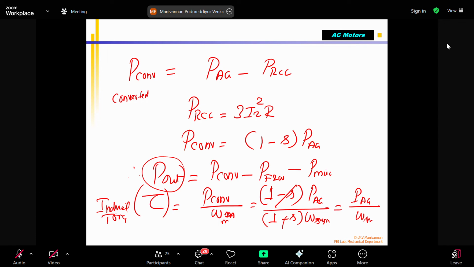I stop here. Tomorrow we can see one or two problems. Then we will go ahead with the advantages of the synchronous motor compared to this one, the benefits and all this.